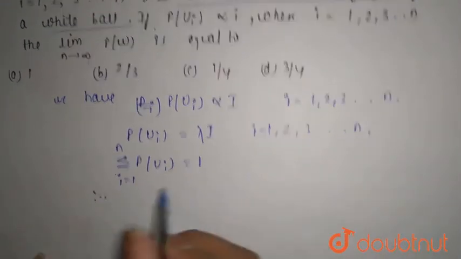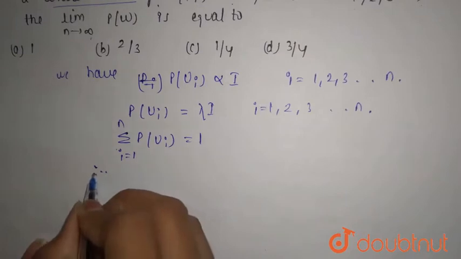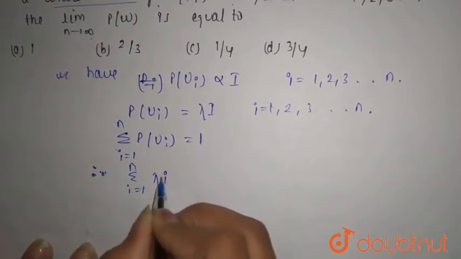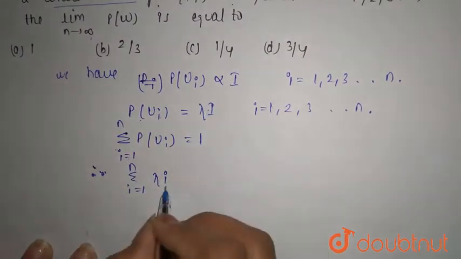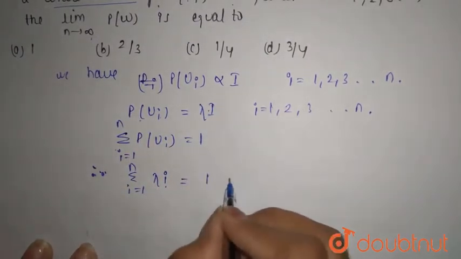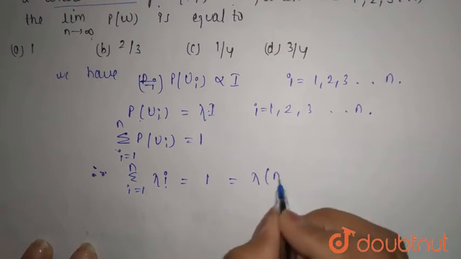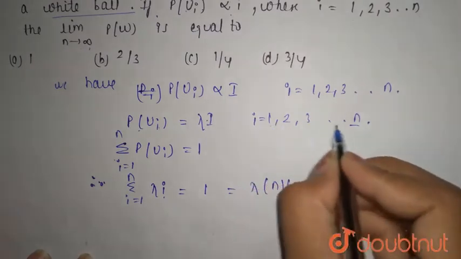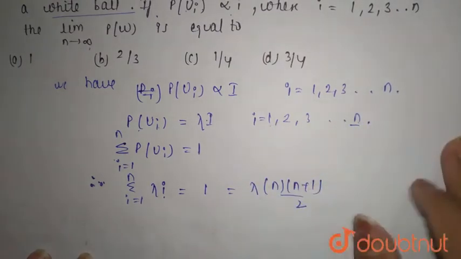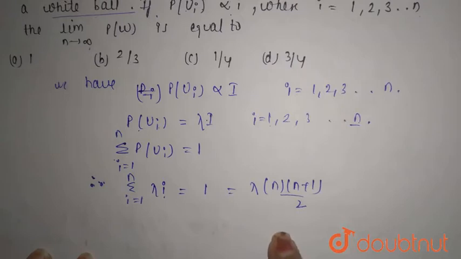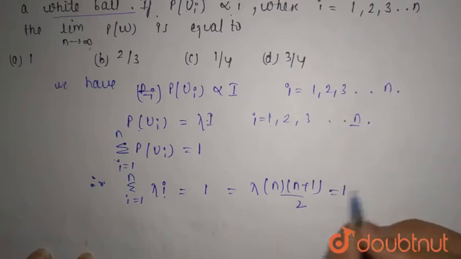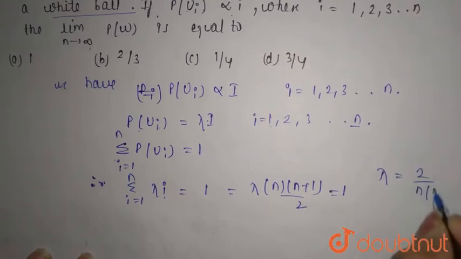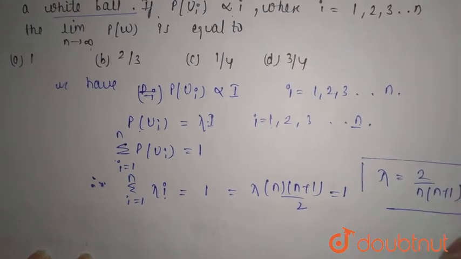Therefore, the sum over i equals 1 to n of lambda i, because this is P of Ui, equals 1. So lambda times the sum of i is n into n plus 1 by 2, because i is 1, 2, 3 and so on up to n, and the sum of this series is n into n plus 1 by 2. That equals 1, so the value of lambda will be 2 upon n into n plus 1.